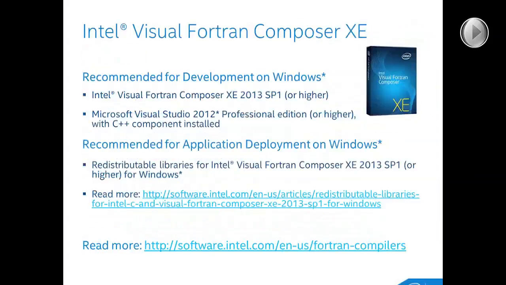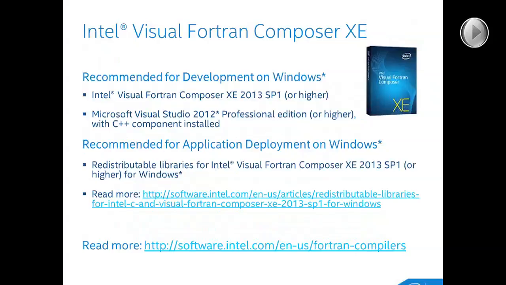A little bit more about the Visual Fortran component. What we recommend for development on Windows targeting the Xeon Phi coprocessor is, as I mentioned, at least our Service Pack 1 release or higher. And then we recommend a minimum Visual Studio version of 2012 Professional Edition, and I'll talk more about that in just a moment. The Visual Fortran component itself does support earlier versions than 2012, but we'll talk about that on the next foil.